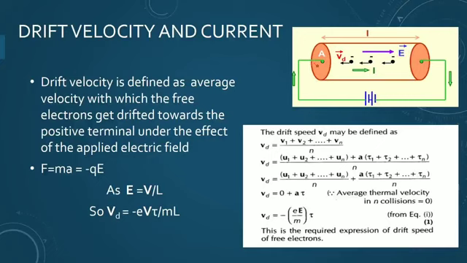By convention, the direction of the current is always positive to negative, so it is towards the right as shown in the diagram. By convention, this is the direction of the current. You should know that the direction of the conventional current is the same as that of the electric field, but the electrons are moving in a direction opposite to the electric field.